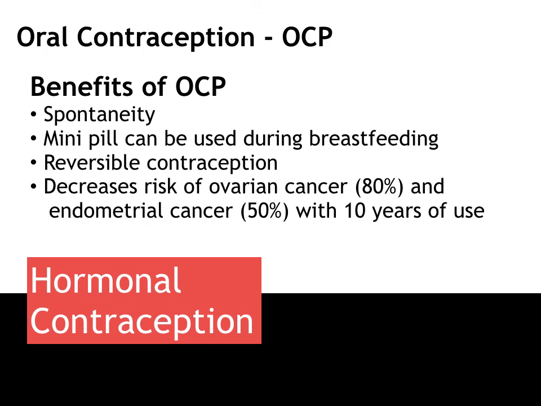Now for discussing some other benefits of birth control to consider. So one would be spontaneity. Birth control is a daily dose that the female would take, but it doesn't influence the process of sexual arousal or intimacy. So that's definitely one thing that's a benefit. The mini pill can be used during breastfeeding because it's a progestin-only therapy. So that's a benefit if someone was breastfeeding and wanted contraception. It is reversible, so you can stop taking birth control and you can get pregnant again, for example. And we talked about the decreased risk in ovarian cancer and endometrial cancers. These are some other statistics on that as well.